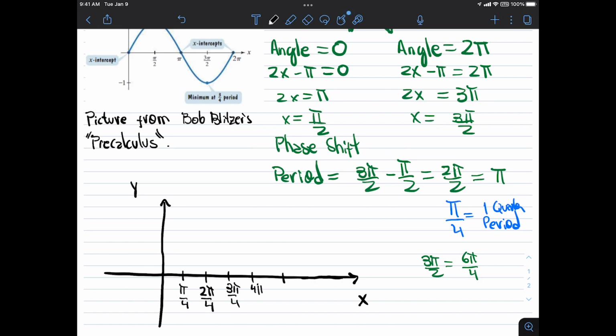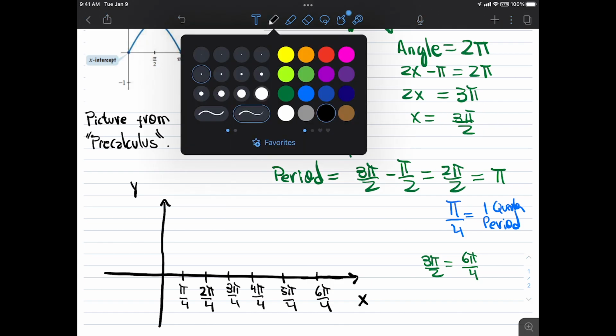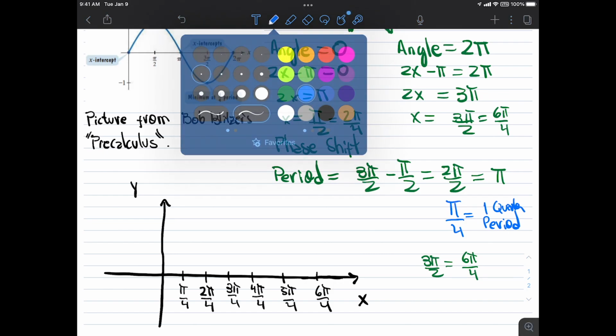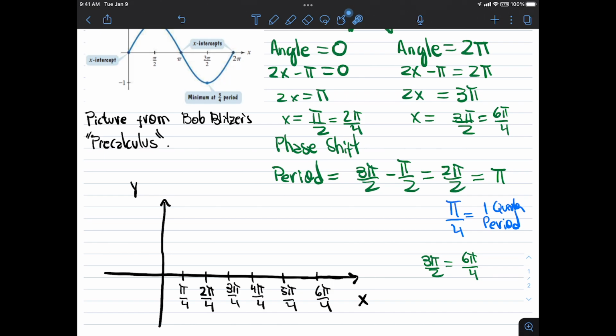So 4 pi over 4, that's pi. 5 pi over 4. And then 6 pi over 4, which is the same as 3 pi over 2. So this is 6 pi over 4, and this is 2 pi over 4. So what that means is that this is going to be the beginning of my period, this is going to be the end of my period. Okay? This is my phase shift when my graph starts.